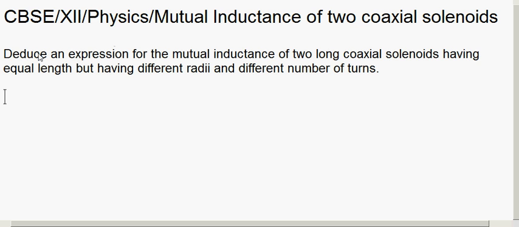Coaxial, I think you know the meaning. Coaxial means common axis. So both the solenoids are placed in such a way that they have the common axis or their axis is same. So we'll draw a figure to represent these two coaxial solenoids.